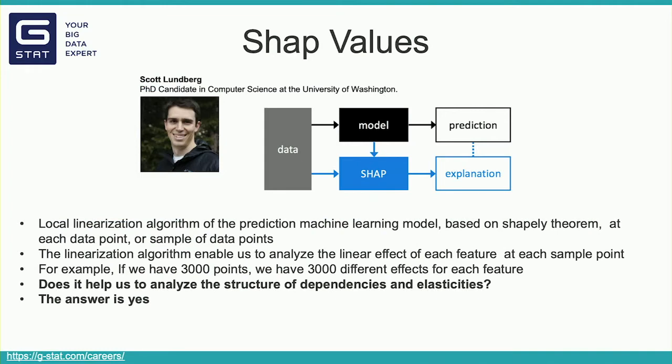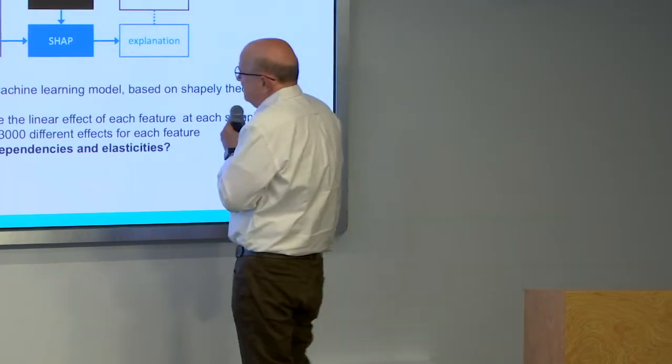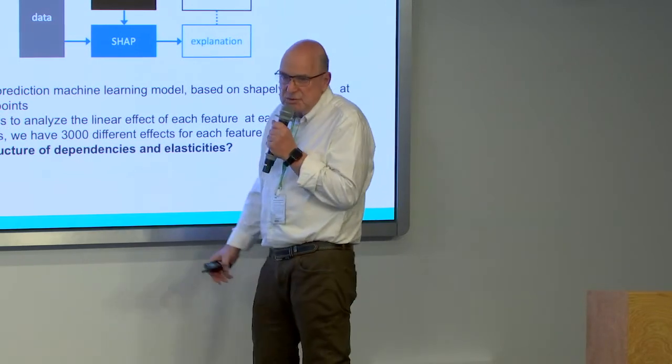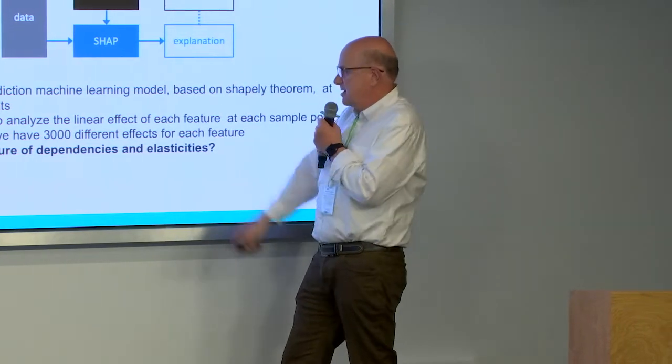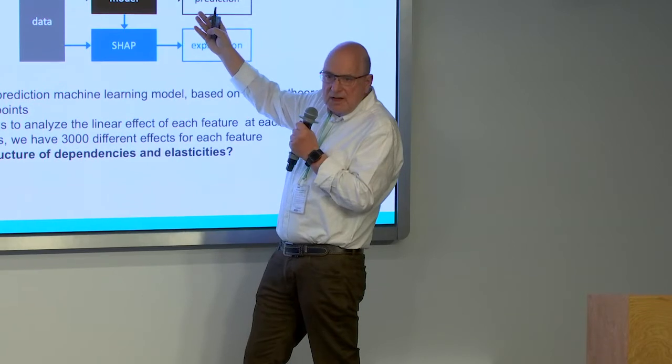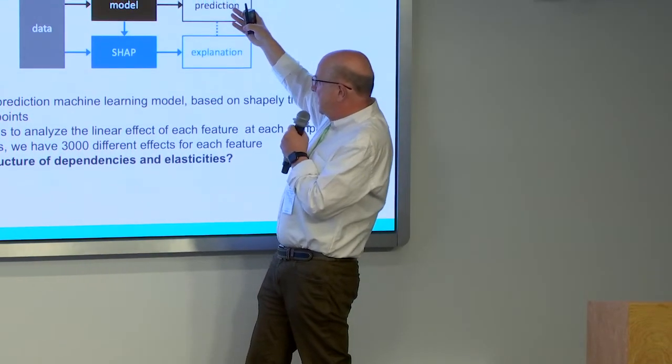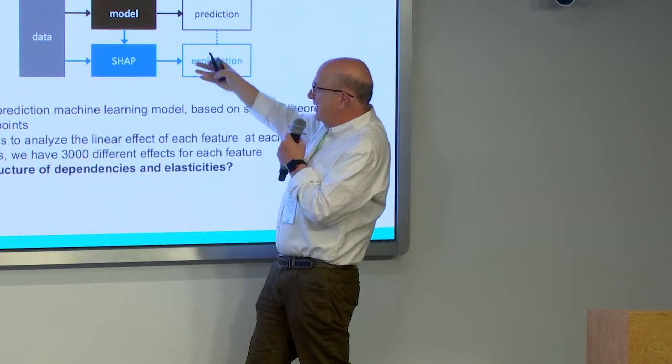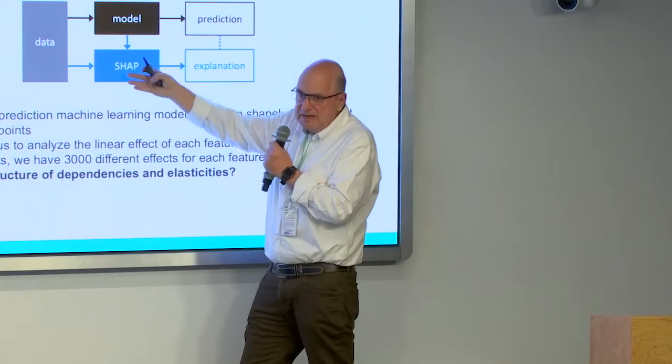I present it from my point of view, which is different from the point of view that we saw before. This is Scott Lundberg, PhD candidate in computer science at the University of Washington. I checked, he is not a PhD yet, but he did a wonderful job. And the job, as described in the former presentation: I have data, I have a model, I have a prediction formula. I can use the prediction formula to try to explain the results with some method. The method is called SHAP.